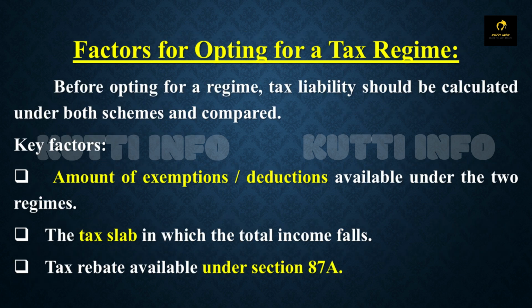Factors for opting for a tax regime. Before opting for a regime, tax liability should be calculated under both schemes and compared. Key factors: amount of exemptions and deductions available under the two regimes, the tax slab in which the total income falls, and the tax rebate available under Section 87A.